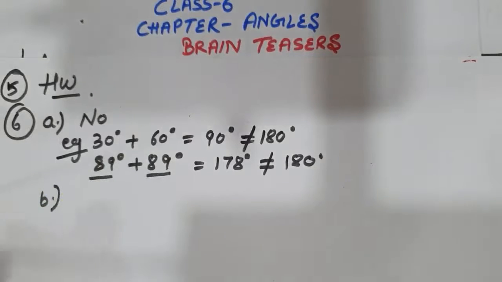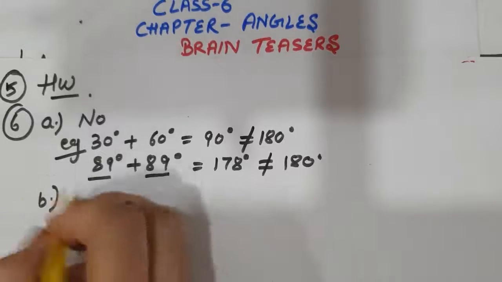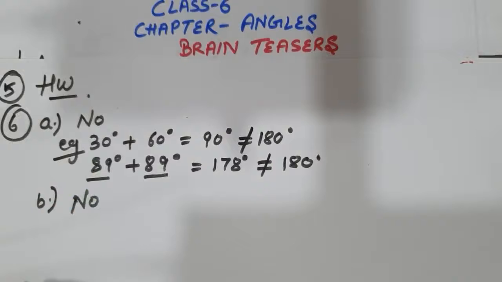B part, can two obtuse angles form a linear pair? क्या ऐसे दो obtuse angles, मतलब 90 डिग्री से बड़े एंगल्स को प्लस करके हमारे पास लीनियर पेयर आ जाएगा? लीनियर पेयर मतलब टोटल इक्वल टू 180 डिग्री. सो नो, दिस इज ऑल्सो नॉट पॉसिबल.